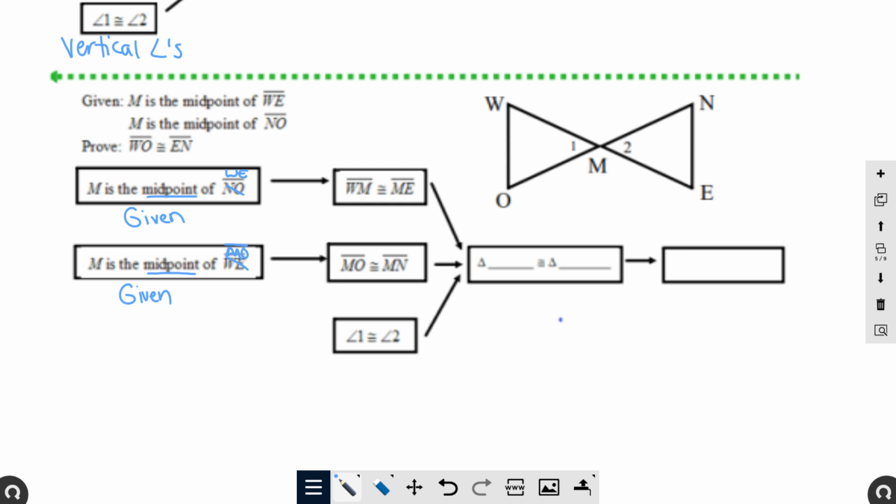Yes, you can. So, let's mark these things. WE is this whole line. M is the midpoint of it. So, if M's the midpoint, then we can say that WM is equal to ME, which is the next box. So why is that true? Why does that work? Definition of midpoint. That's what a midpoint does, it splits the segment in half.